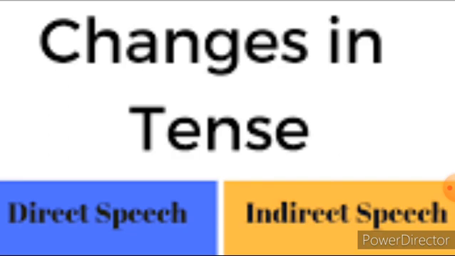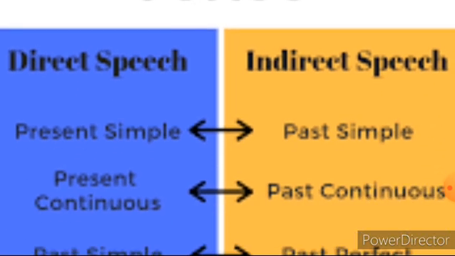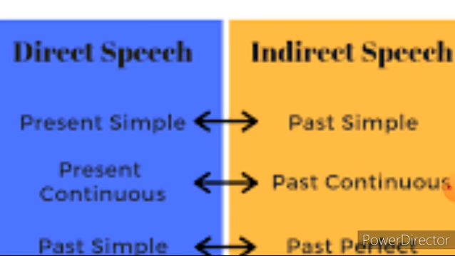Listen children, from direct to indirect speech, if the sentence is in present simple, in the indirect speech we can write it as simple past. Simple present means you can write in indirect speech as simple past. And then present continuous in direct speech means past continuous. Then simple past means we can write as past perfect.